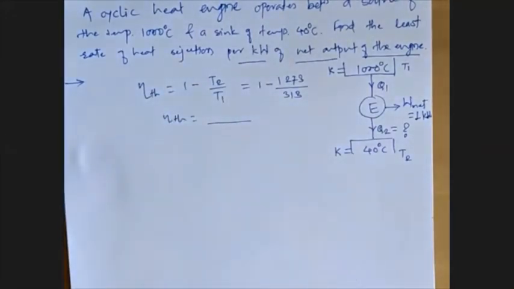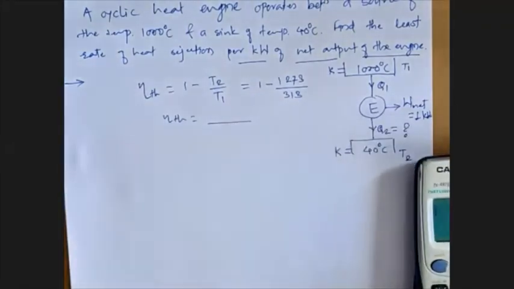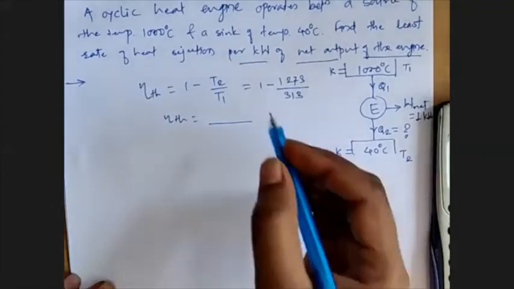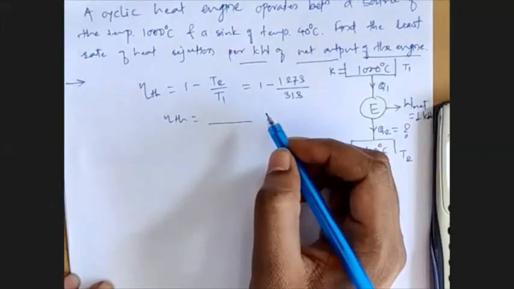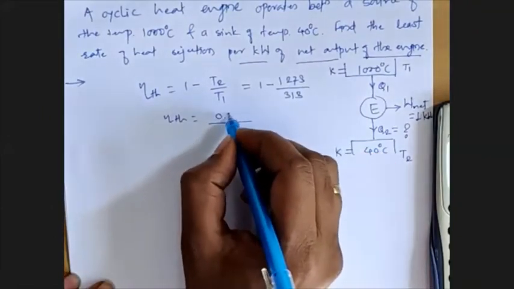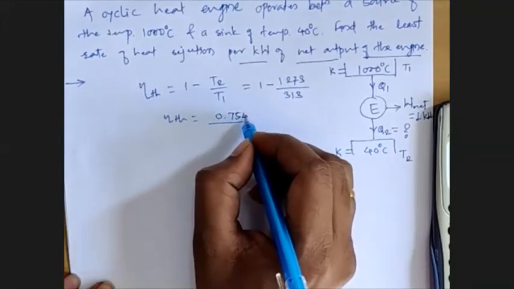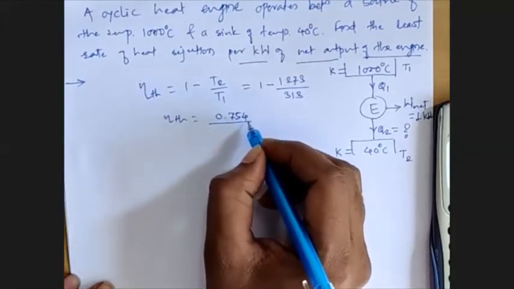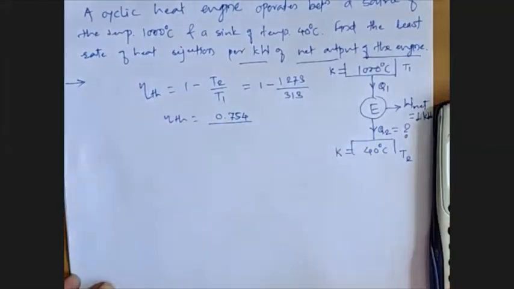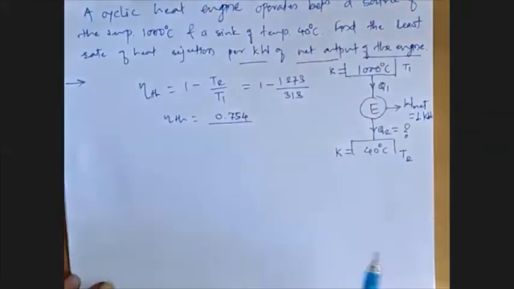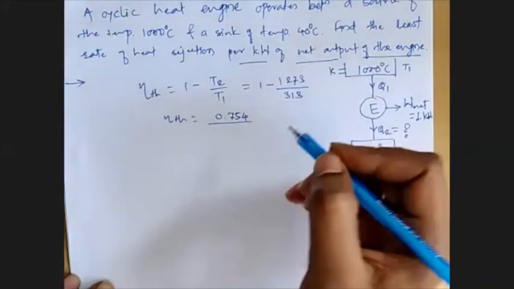0.75. Okay, 0.75. I have got the third digit as 4. Hopefully you also have got that one. Yes. So N thermal is 0.754.